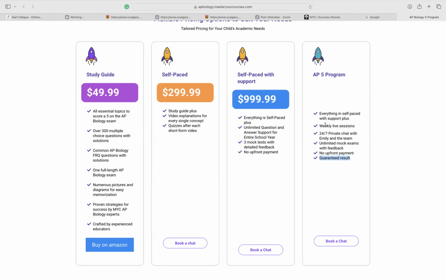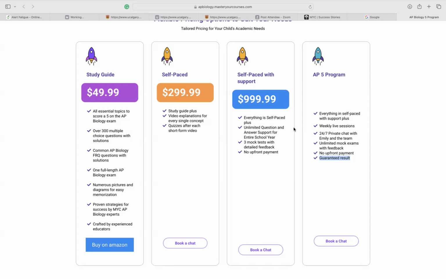What is nice about all of these programs is that we are working with reputable financing companies that provide financing options. For example, if you are interested in self-paced with support, you don't need to pay everything up front. Those financing companies provide monthly payment plans with 0 interest. Each one of these programs can be divided into monthly payments, and they're quite flexible. Each program can cost anywhere from a couple hundred to a few hundred dollars per month.